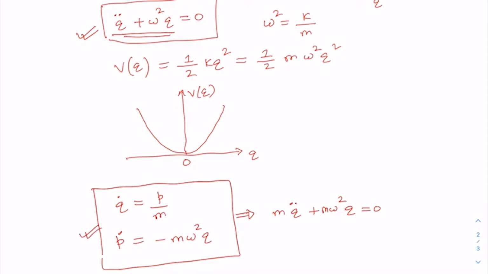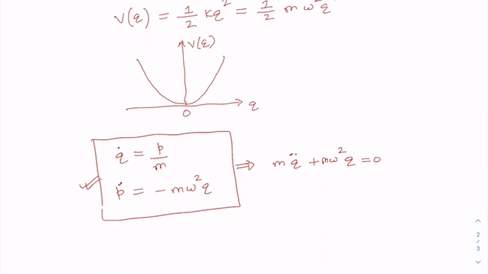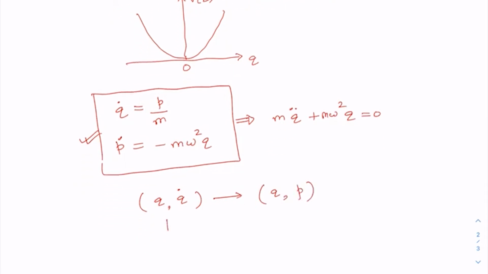And you see, that means we are now going from Newtonian mechanics, where we dealt with the variables q and q dot, to these two first order differential equations, where we go over to the variables q and p. This is known as going from the configuration space to the so-called phase space.